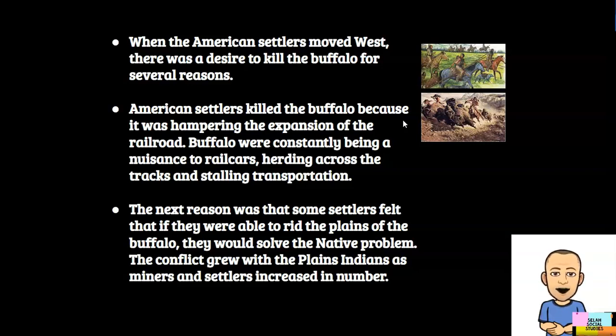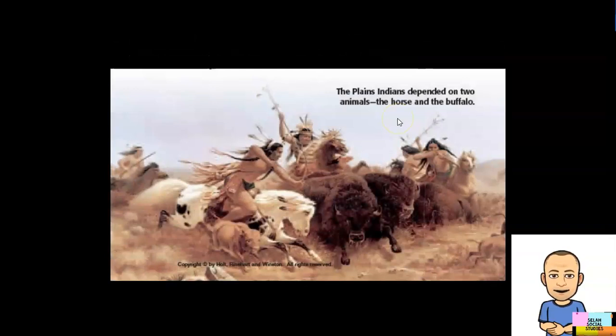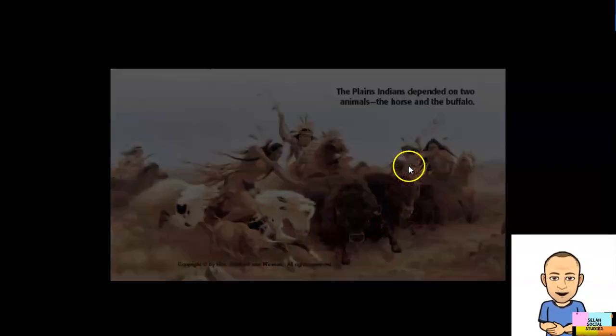The next reason was that some settlers felt that if they were able to rid the plains of the buffalo, meaning get rid of all the buffalo on the plains, they would solve the native problem. Meaning that if they got rid of the food source and the livelihood of the Native Americans, they would actually eliminate the Native Americans. And these conflicts grew with the Plains Indians as miners and settlers increased in numbers out in the West. And if they could starve out the Native Americans, they would be able to take over that area. And the settlers did use the buffalo for a food source as well, but really their main problem was trying to get rid of Native Americans. There's a picture right there of how much they depended on the buffalo.